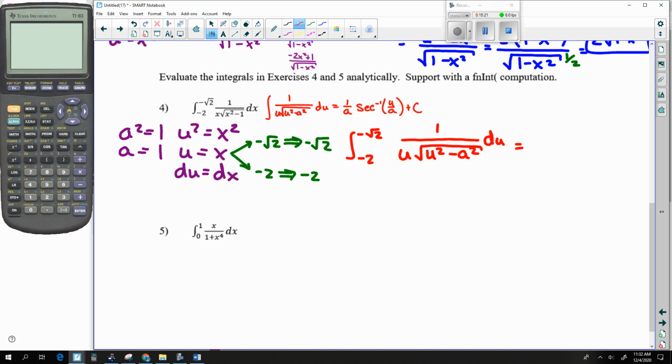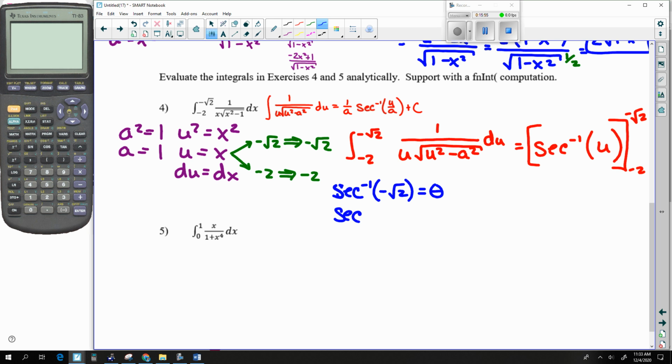Okay, so this is 1 over a, so that's 1 over 1, inverse secant, u over a, which is u over 1. This is being evaluated from -2 to negative square root 2. So there are the 2 math problems that I actually need to do to figure this out. The first one being, where is the inverse secant of negative square root 2?